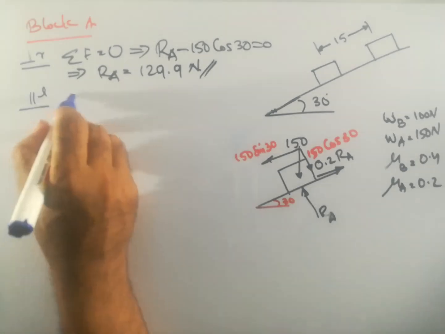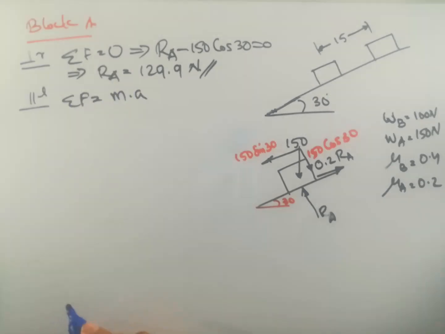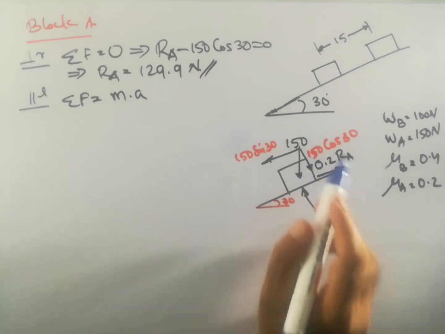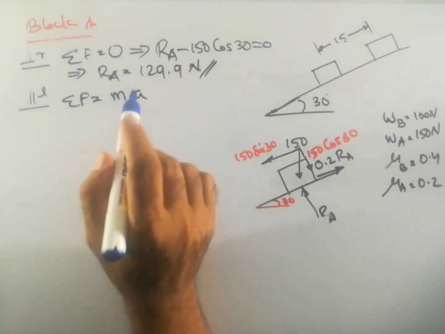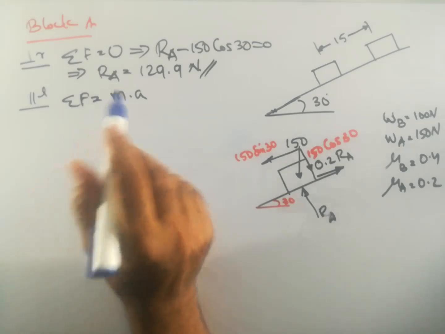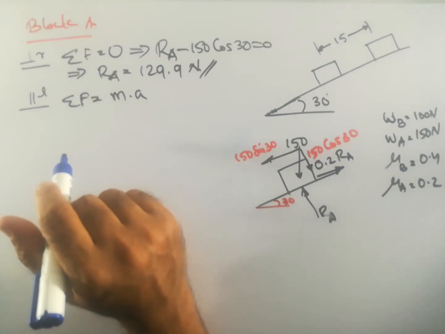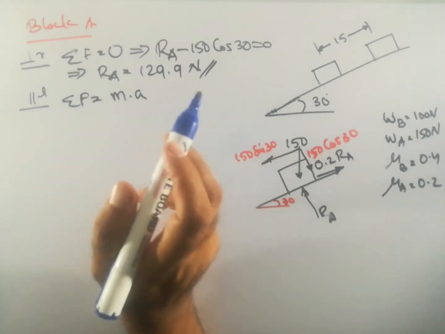Here sigma F is equal to ma. It is not equal to 0 because it is moving. There is a net force, so the body should have an acceleration, and sigma F equals ma according to Newton's second law of motion. Or you can apply sigma F minus ma equal to 0 according to D'Alembert's principle. That also we can apply. So sigma F equal to ma.